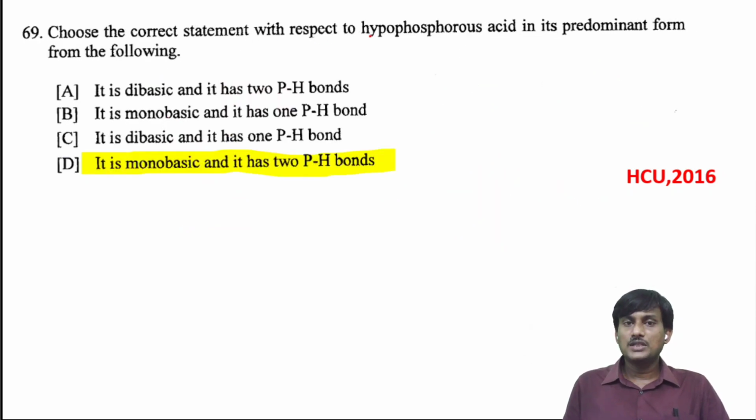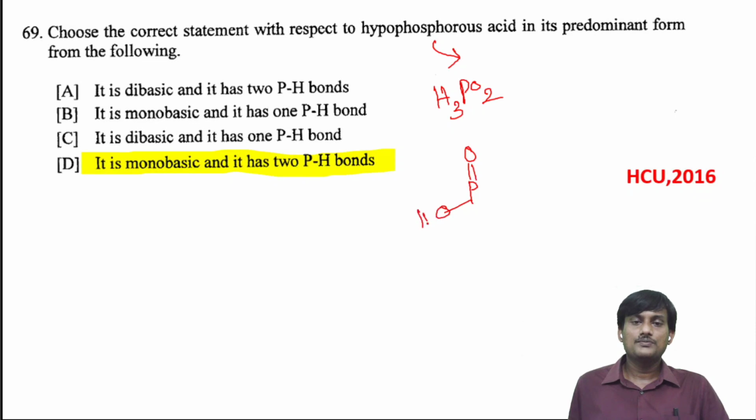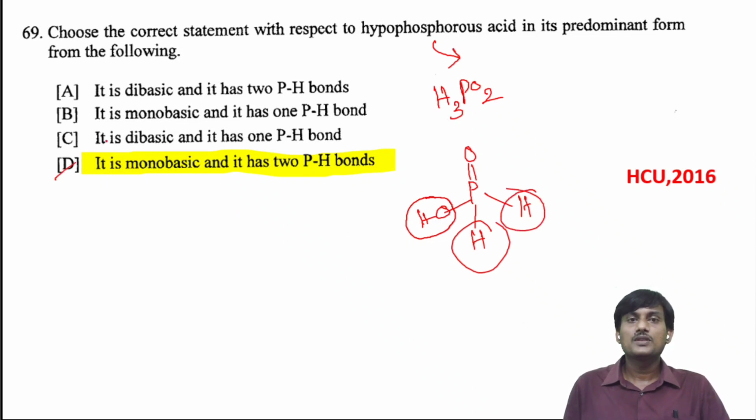Choose the correct statement with respect to hypophosphorus acid in its predominant form from the following. Hypophosphorus acid, this is the formula H3PO2. Here we have P double bond O and one OH, and the remaining will be H. So according to this structure, it's monobasic since we have one hydrogen attached with oxygen, and it has two P-H bonds. So this is the correct option.